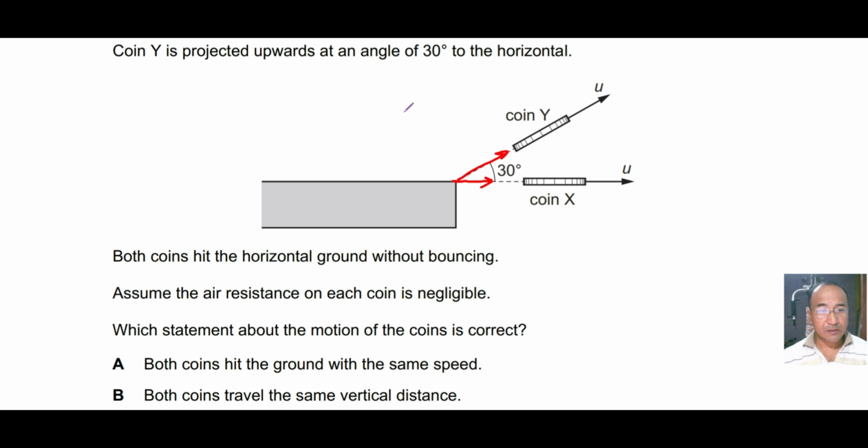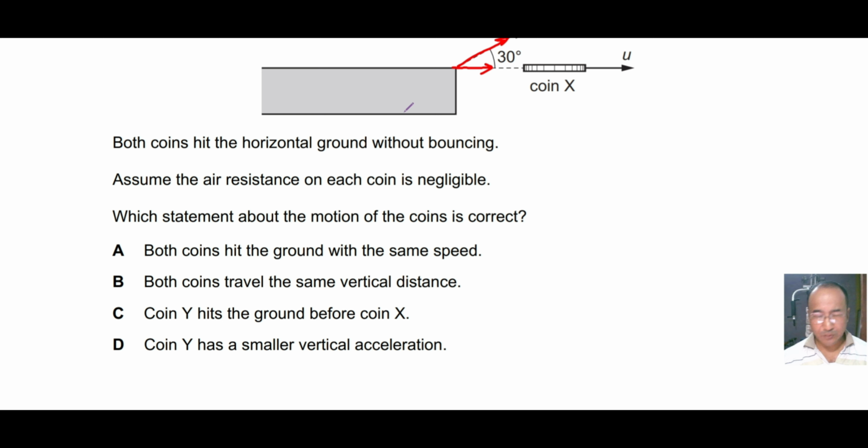Assume that the air resistance of each coin is negligible. Which statement about the motion of the coins is correct? As you go through the choices, let us go according to easy things. Choice A is a bit difficult, so let's go from choice B, C, D, and then we'll come back to A.